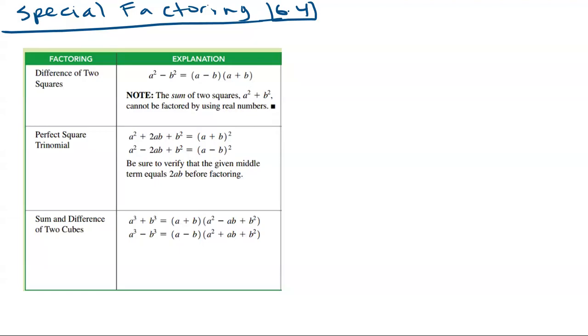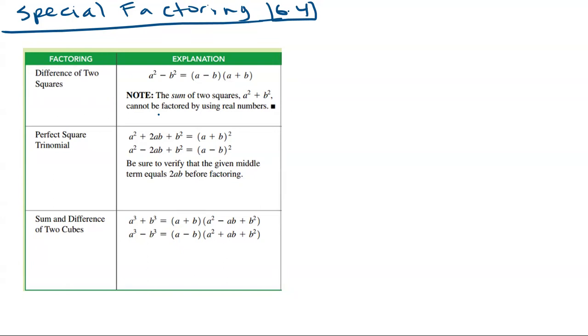Okay, so this section is section 6.4, which is dealing with special factoring. I think they're all pretty important, but the one that we emphasize a lot, especially when you get into intermediate college algebra, calculus, things like that, is the difference of two squares. I think that's probably the most popular factoring that we do that helps us solve problems.